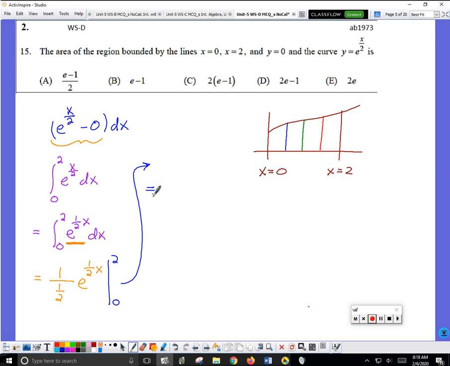And then I evaluate the antiderivative from 0 to 2. Questions? Dividing by 1/2 is the same as multiplying by 2.